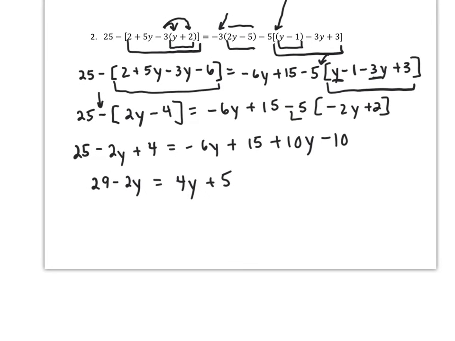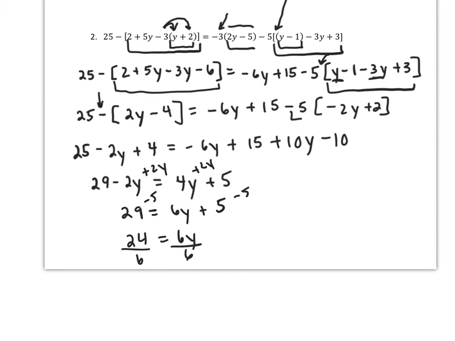Let's get our y's together by adding 2y to both sides, and that leaves you 29 equals 6y plus 5. Now let's subtract 5 from both sides, and that leaves me 24 equals 6y. Finally, divide through by 6, and I get 4 equals y, or you can say y equals 4, whatever.